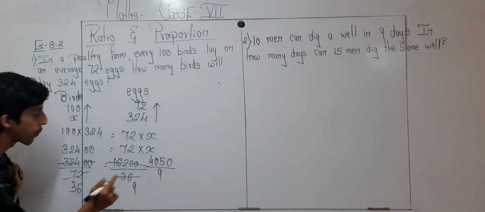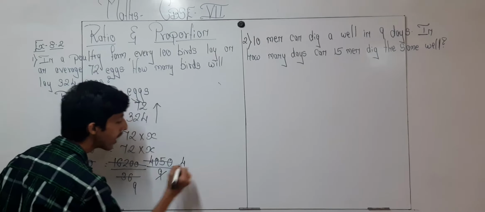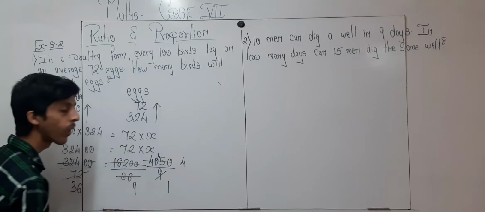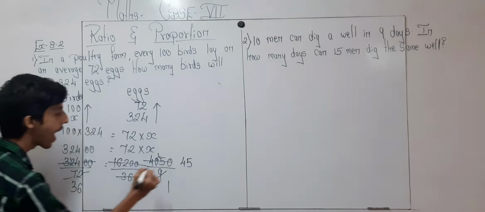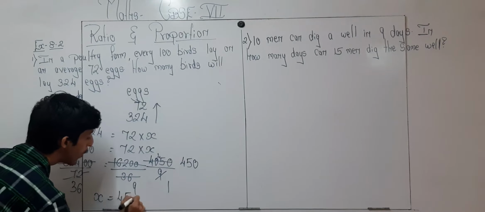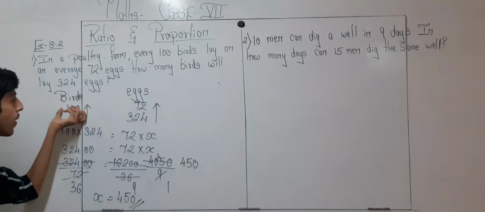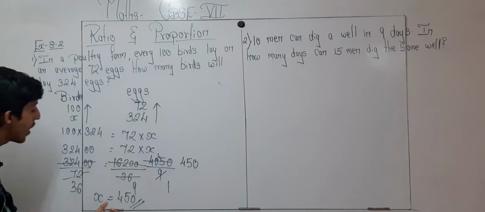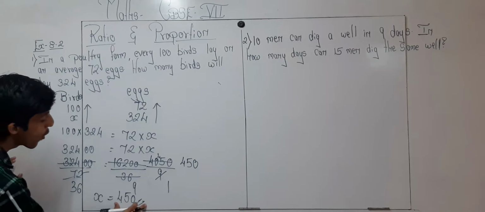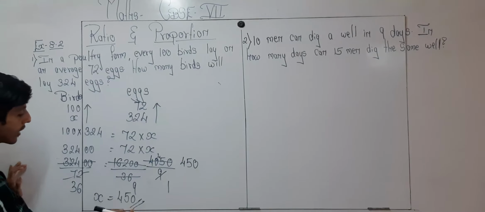This 9 I have written over here. Now I will be cutting it by 9. So 9 1 are 9. 9 4 are 36. Okay. Over here remaining is 4. 9 5 are 45 and over here 0. So how many birds were there? 450 birds were there when they lay 324 eggs. So when 100 birds were there, they were giving 72 eggs. But when the number of eggs increased, the number of birds also increased, that is 450 birds. So when 450 birds were there, 324 eggs will be given by the birds.